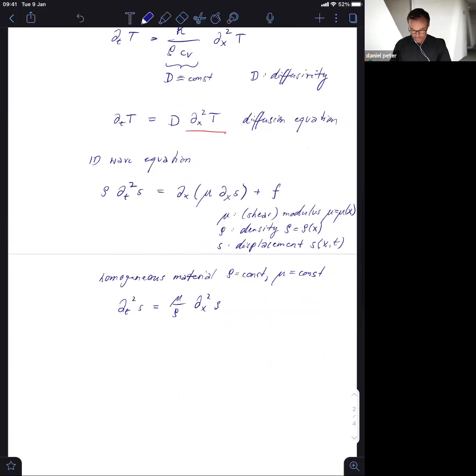And so what is this thing here? Shear modulus divided by rho, the square root is the wave speed, yes, right. So often we use c, and so it will be c squared. In this case, that would also be a constant, actually. So we can write the equation as c squared times the second derivative of S.